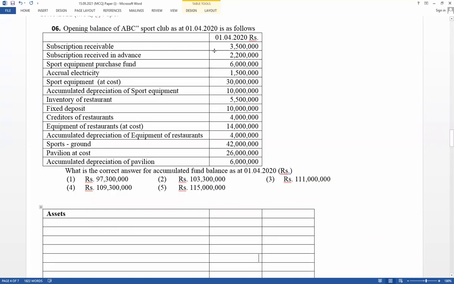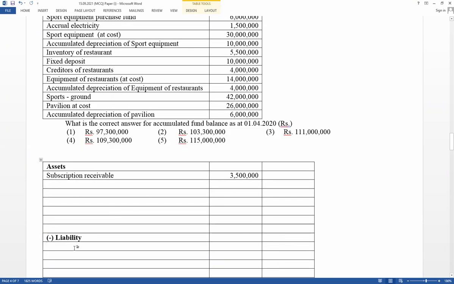Think about subscription receivable, it has been given. Subscription receivable is an asset, and subscription received in advance is a liability. Liability should be entered in the liability inputs. Here, assets minus liability.